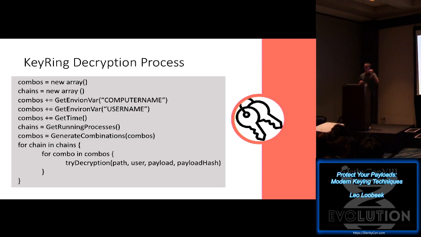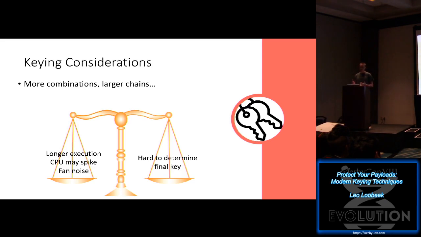And if none of it works, we'll just move on to the next running process and try each combination until it either finds it or it doesn't. This is a good point to talk about some keying considerations. More combinations, larger chains, and more possible decryption values are going to mean longer execution.